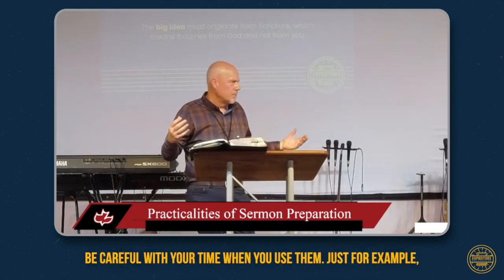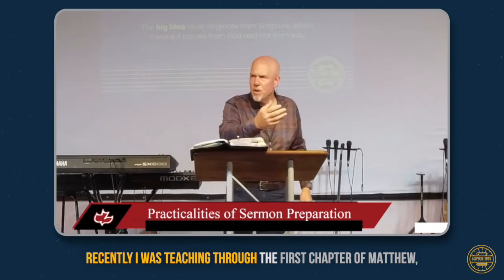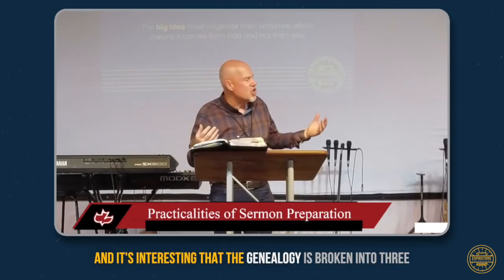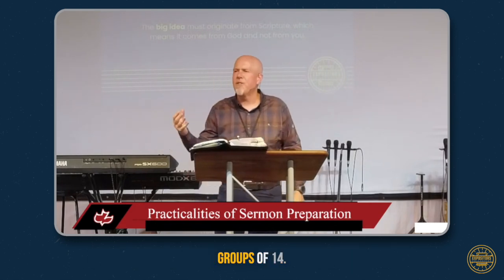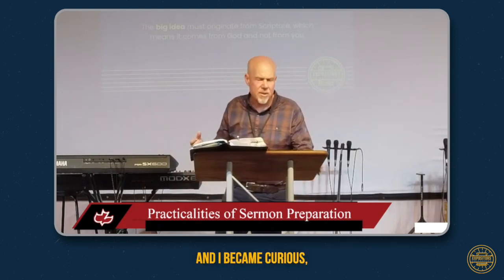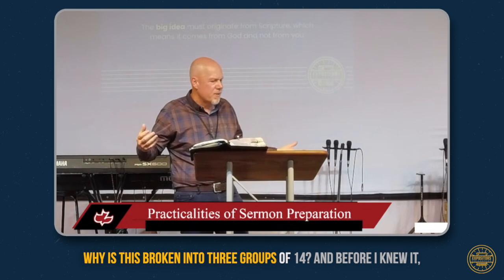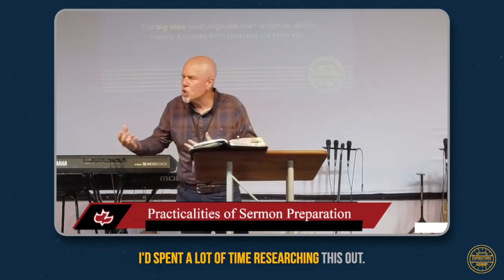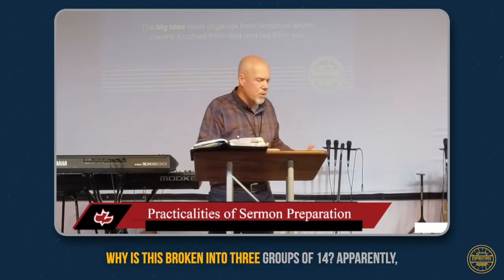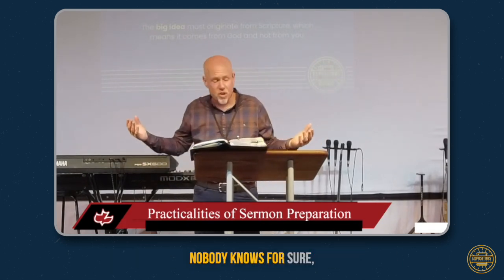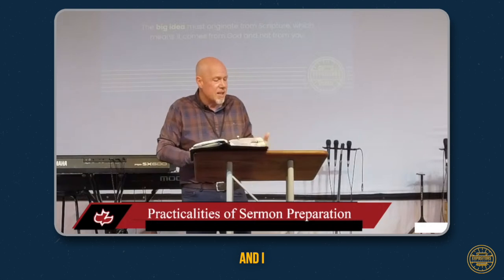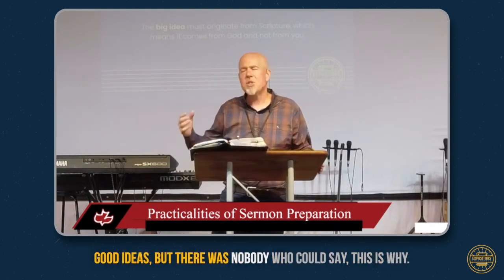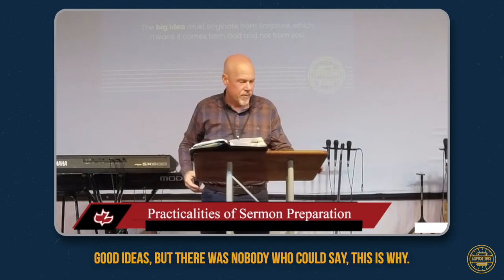Just for example, recently I was teaching through the first chapter of Matthew, and you have that genealogy. And it's interesting that the genealogy is broken into 3 groups of 14. And I became curious, why is this broken into 3 groups of 14? And before I knew it, I'd spent a lot of time researching this out. Apparently, nobody knows for sure. And I couldn't come to a conclusive idea of the why. There's a lot of good ideas, but there was nobody who could say, this is why.